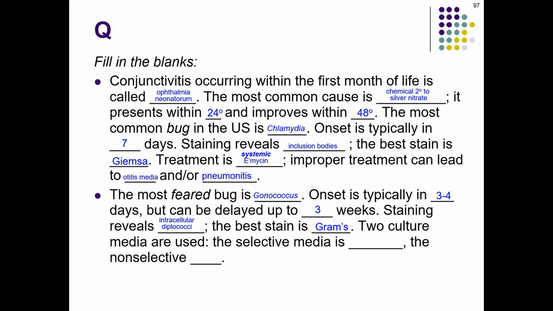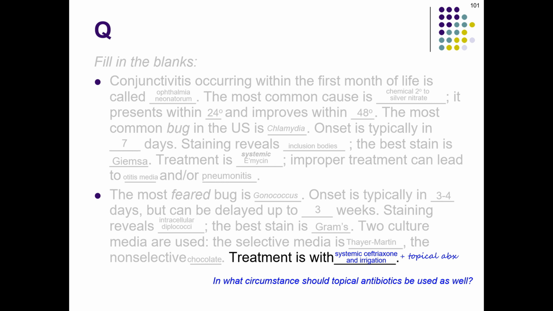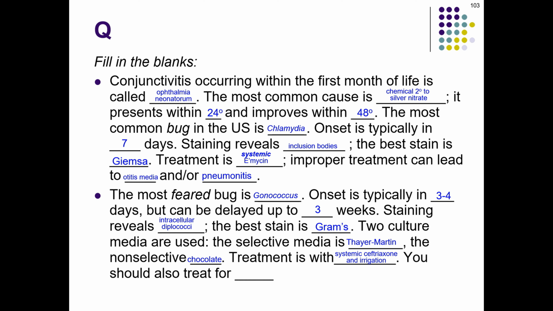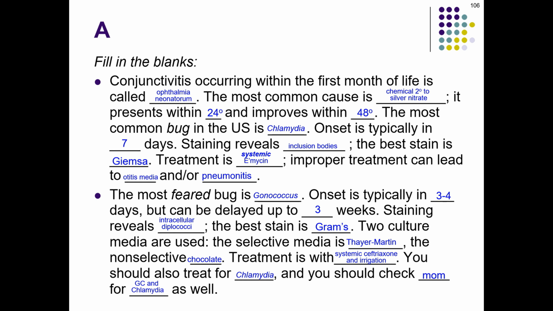We have two culture medias, selective media and non-selective media. The selective media is Thayer-Martin agar and the non-selective media is chocolate agar. The treatment is systemic ceftriaxone and irrigation. You should add topical antibiotics when there is any corneal involvement. Always when you have Neisseria gonorrhoeae, you should also treat for chlamydia. And you should check the mother. Also check the mom for chlamydia and gonorrhea as well.